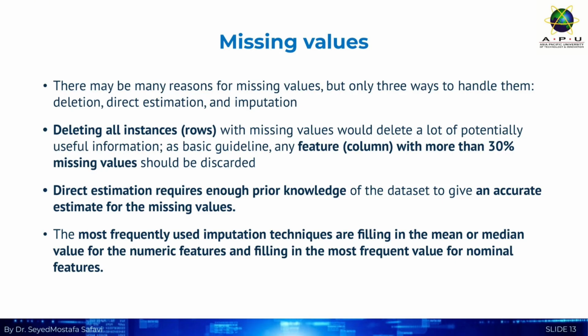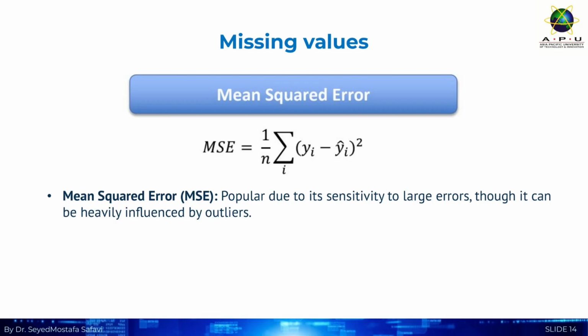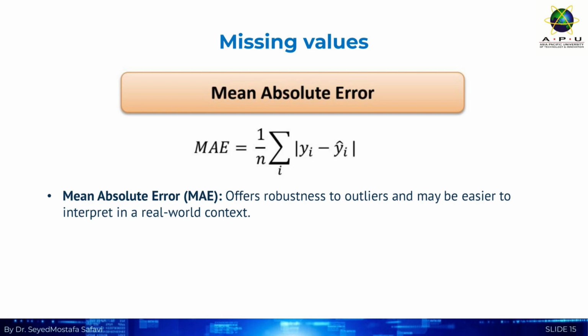First up, mean squared error, MSE. The squared part makes this a drama queen. It exaggerates big mistakes. If your model makes a massive error, MSE will shout about it, making it popular due to its sensitivity to large errors. Next, the calm and collected mean absolute error, MAE. It's more forgiving and offers robustness to outliers. It tells you the average distance your prediction was from the truth, making it very easy to interpret and explain in a real-world context.